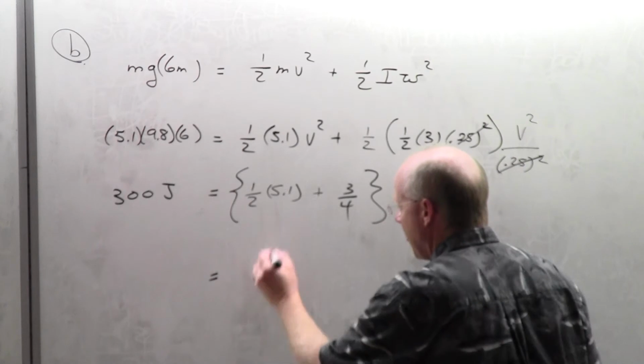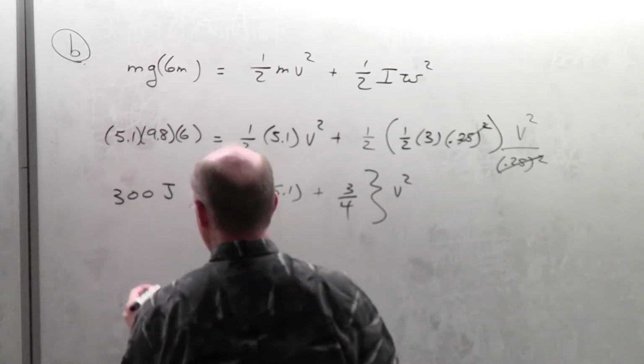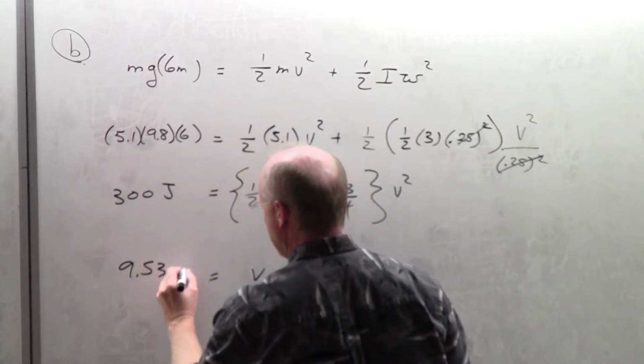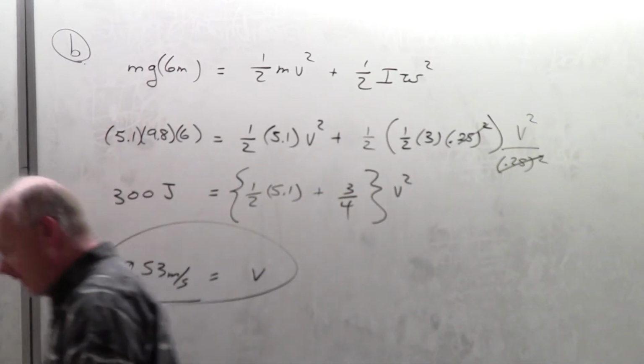And so I should be able to solve this for v also and hopefully get the same number here. So I will do a 1/2 times a 5.1, add to it 3/4, take the 300 and divide by that number, and then take the square root of that and get 9.53. Does it match? Yes. Good. 9.53 meters per second then is the speed using conservation of energy. Okay?